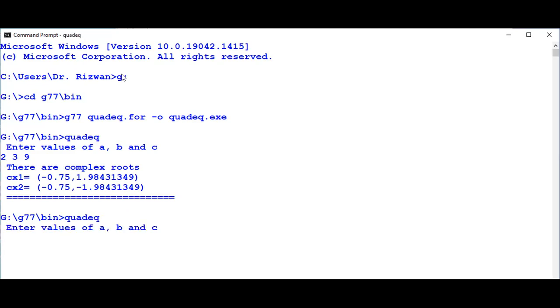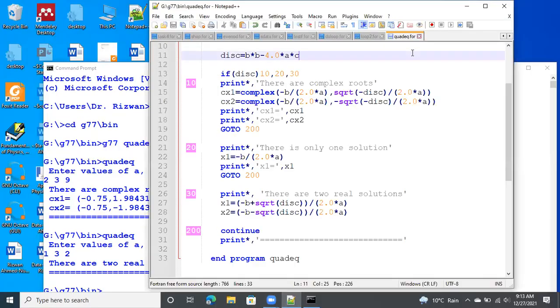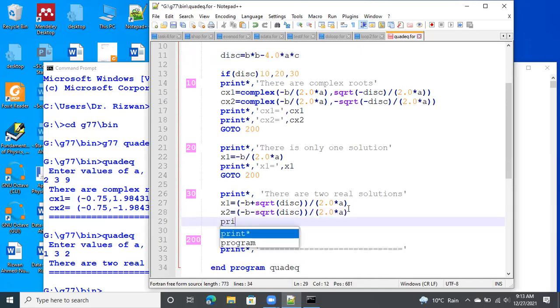Again, let's look for the values. I would say 1, 3, 2. There are 2 real solutions, but the solutions have not been printed. It means we have not used the print statement. There are 2 real solutions, so we have to update the program. So let's do it with the whole screen. See here, there are 2 solutions, but we haven't printed them. So that is a kind of logical error.